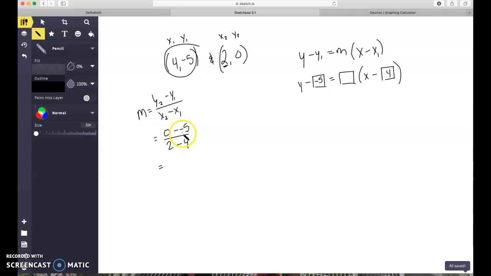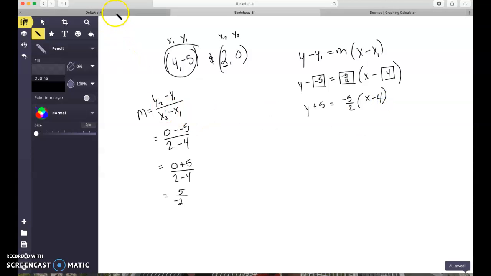You want to make sure you're real careful with those negatives. So 0 minus a -5 is the same thing as saying 0 plus 5. So 0 plus 5 is 5, and 2 minus 4 is -2. So my slope is -5 over 2. And I could simplify this a little bit more. y plus 5 equals -5 over 2, x minus 4.